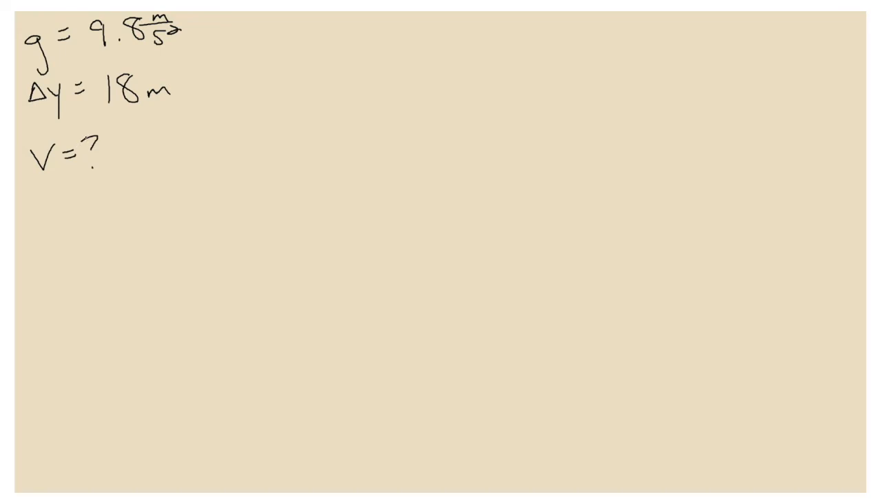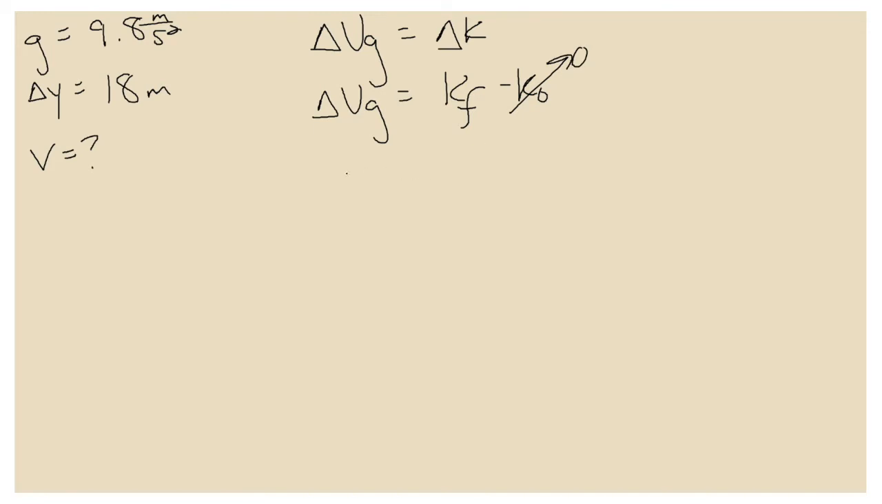And so basically the way that we set this up is that we say the change in gravitational potential energy is equal to the change in kinetic energy. And if we just write here, once again, delta UG equals K final minus K initial. If you recognize the object started from rest in the beginning, then there is no initial kinetic energy. And so that means the final kinetic energy here equals mg delta y.